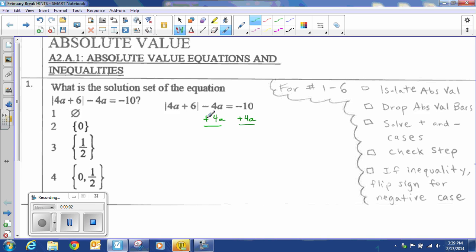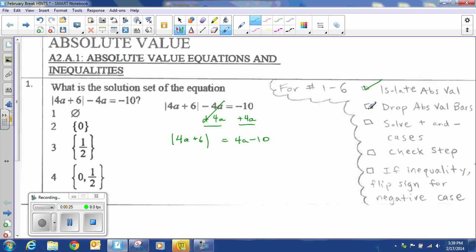The first step to solving an absolute value inequality is to isolate the absolute value. So this means we're going to have to add 4a to both sides, as you see here. This cancels out. We end up with absolute value of 4a plus 6 equals 4a minus 10.